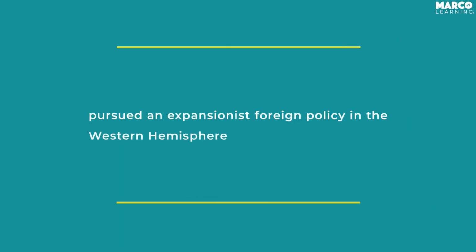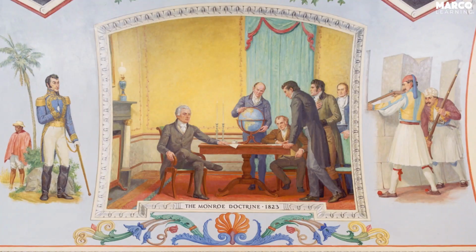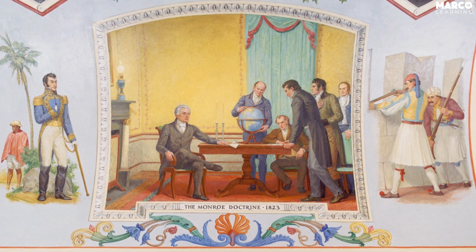One section of the key concept says that America pursued an expansionist foreign policy in the Western Hemisphere. Now, what this means is that the U.S. started expanding, that's where we get the word expansionist, into the Western Hemisphere, and the Western Hemisphere is North and South America. Some of this came from the Monroe Doctrine, an idea from the 1820s that said that the United States should take a role in Western affairs more than Spain or European powers.